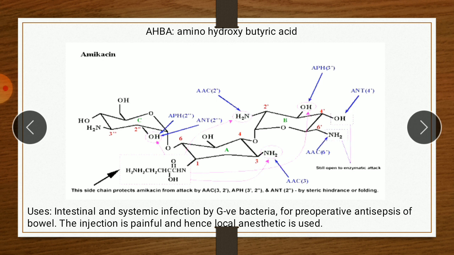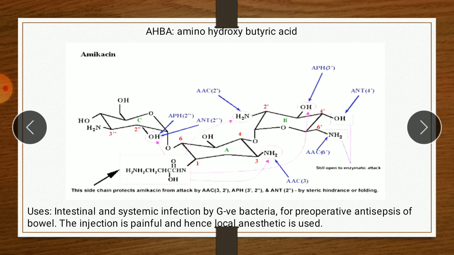Uses: kanamycin use is restricted to infection of the intestinal tract and to systemic infection arising from gram-negative bacilli that have developed resistance to other antibiotics. It has been recommended for pre-operative antisepsis of the bowel. It is absorbed poorly from the intestinal tract. Systemic infection must be treated by intramuscular or intravenous injection. These injections are rather painful and concomitant use of a local anesthetic is indicated.